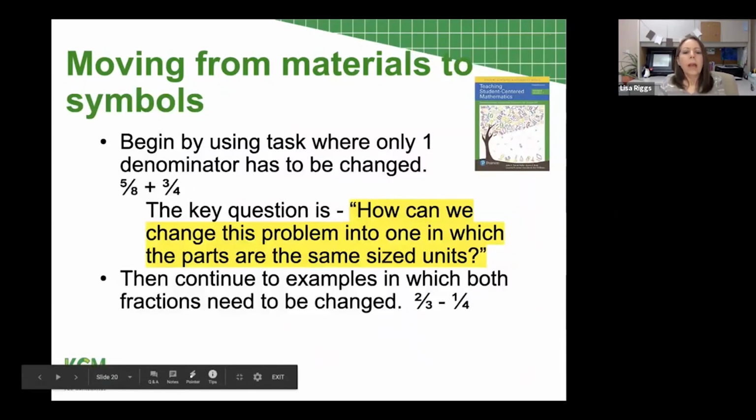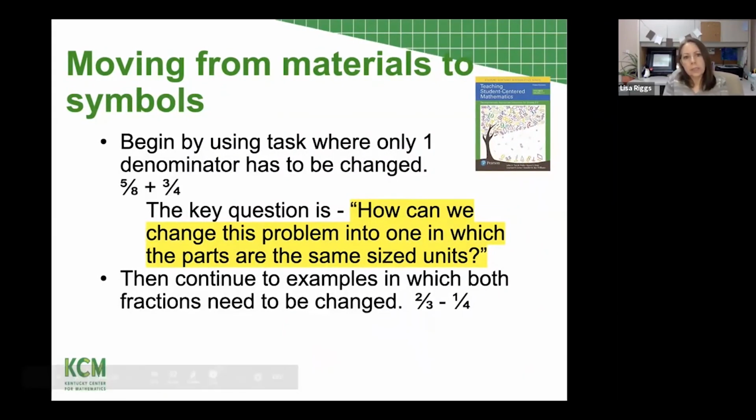Okay. And Van de Walle also had a nice progression as we're introducing these things to students. As we're moving from the materials to symbols and thinking about things in only a symbolic way, we want to begin with tasks where only one denominator has to be changed. We don't want to begin with ones where we have to think about changing both denominators, but an example might be 5/8 plus 3/4. We could change that 3/4 to 8ths by thinking about how we can make these where the pieces are the same size.